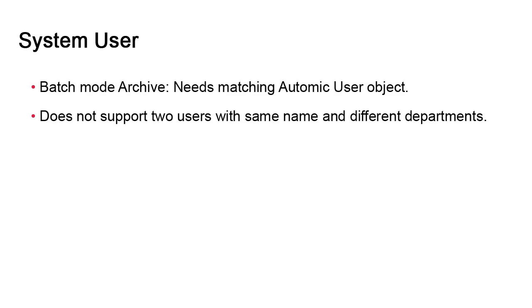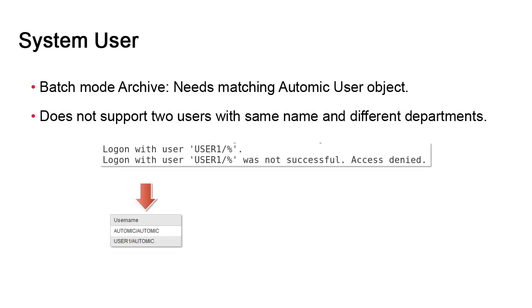When you submit DB-archive in batch mode, the current user must have a matching user object in the administration tools. Failing this, you'll be faced with an access deny message at submission. The user does not require authorizations or privileges.